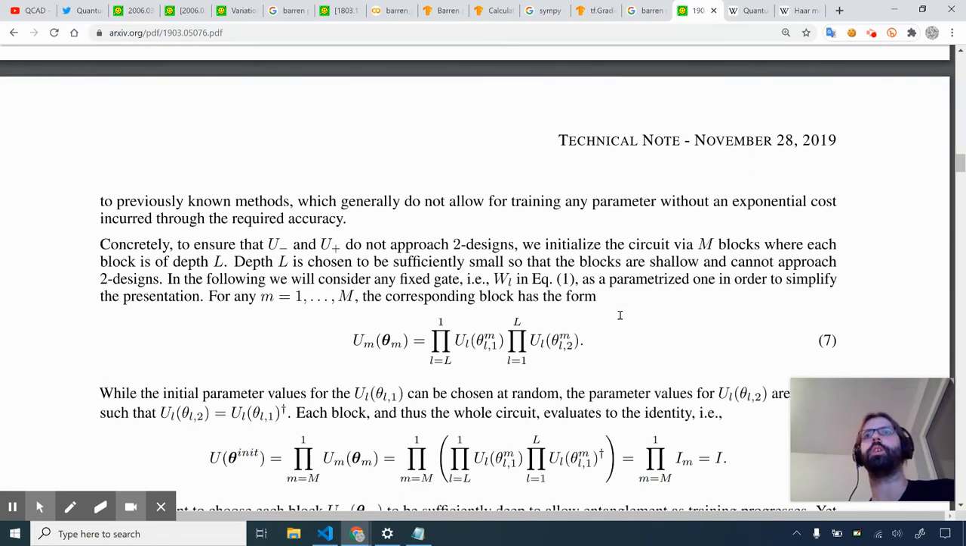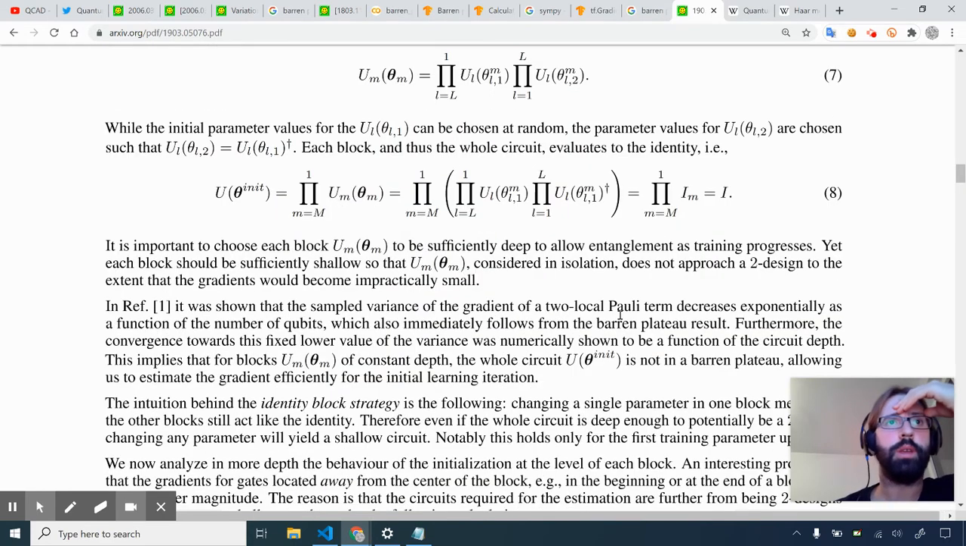So we initialize the circuit via m blocks, where each block is of depth L. Depth L is chosen to be sufficiently small so that the blocks are shallow and cannot approach two designs. That bothers me. What are these two designs then? In the following, we'll consider any fixed gate. Okay, whatever.